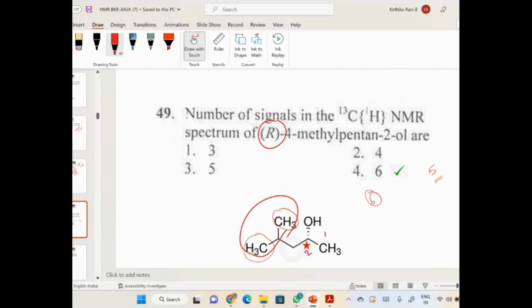Since they become diastereotopic, I'll have 1, this carbon will be 2, this will be 3, and I'll have 4, and they will be different carbons, 5 and 6. So totally how many signals in this particular molecule? The answer is 6. Do you agree you have 6 signals in this molecule because you have a chiral carbon? Whenever you have a chiral carbon, the geminal carbons will become chemically non-equivalent. So you'll have totally 6 signals.